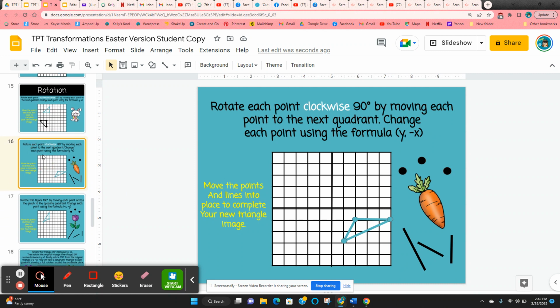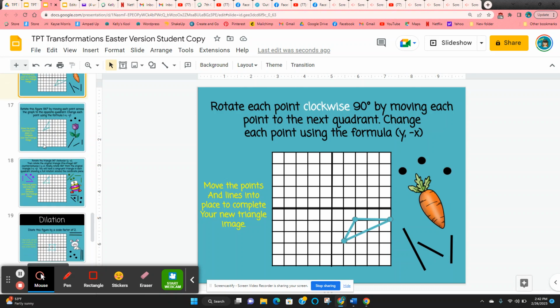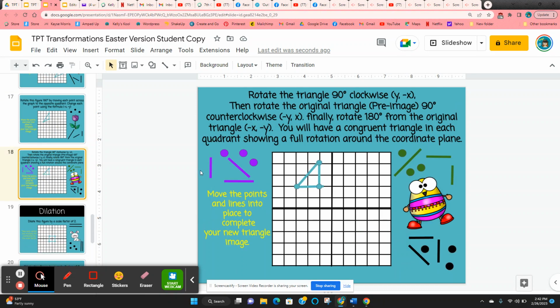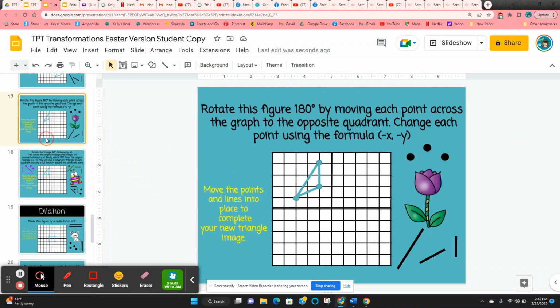The next figure, we're going to, let's see. I think we're missing one. Let's see. Okay. So this one, we're going to rotate 180 degrees, which would put it in the opposite quadrant. So it's going to be in quadrant 4. Again, we're going to take each one of these points and change it using this formula.